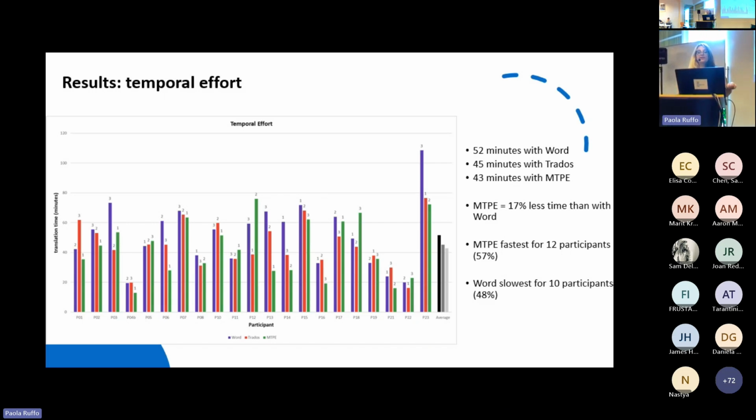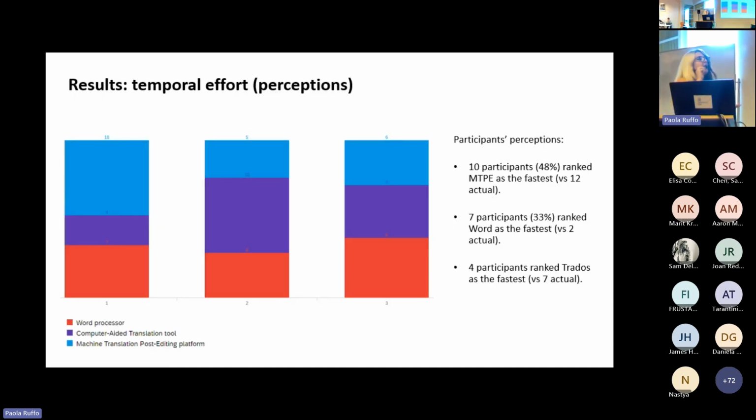The post-editing was the fastest for 12 participants, so more than half. And Word was the slowest workflow for 10 participants, so slightly less than half. Now, I also asked them in the post-test questionnaire to tell me a bit more about their perception. So I just said, how long do you think it took you? And they didn't know. Of course, they were there, but we didn't measure time specifically at that time. And so these are just participants' perceptions on how long it took them.